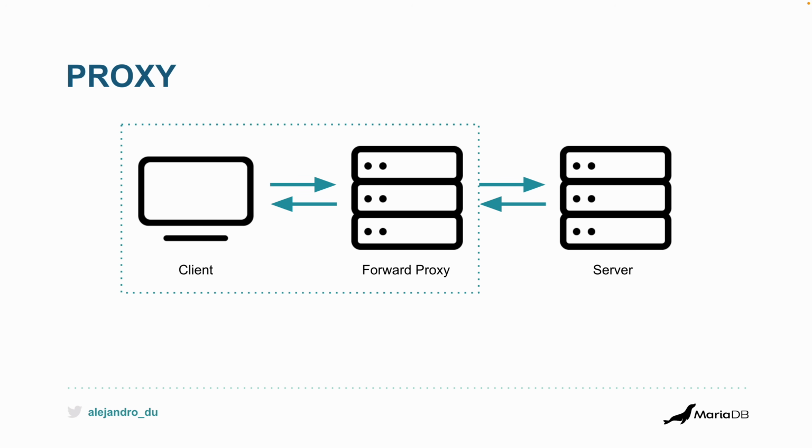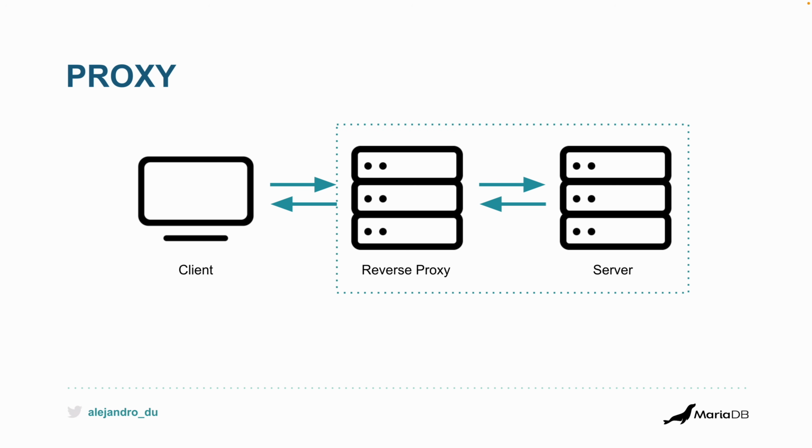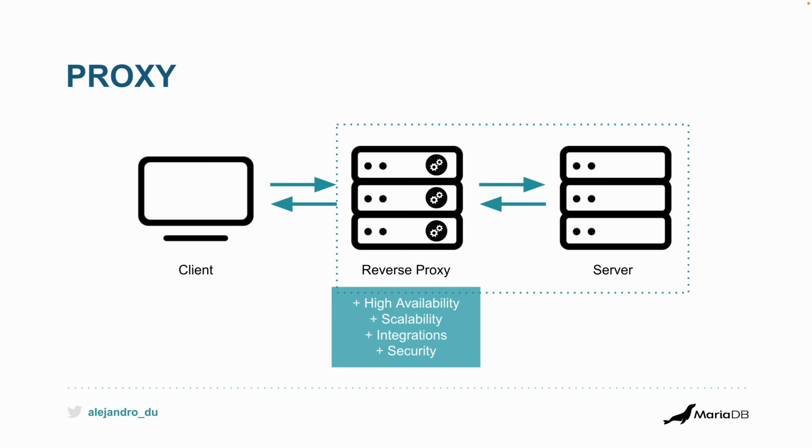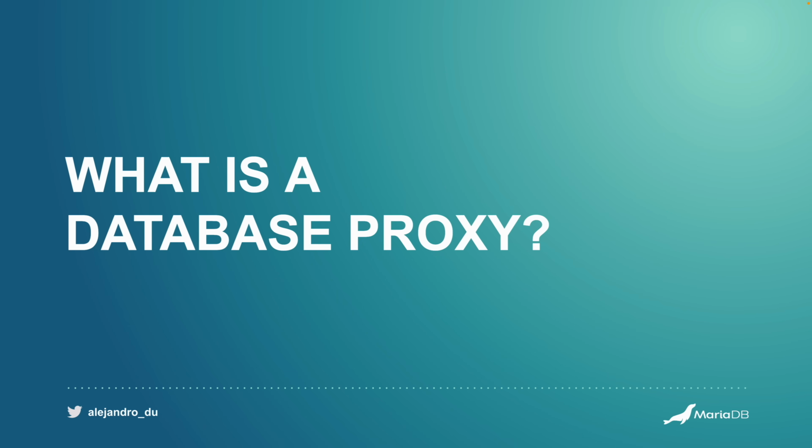Now, if the proxy is on, let's say, the local network of the client, it's usually called a forward proxy. And if it's located in the local network of the server, it's called a reverse proxy. These reverse proxies have the advantage that they can add functionality without having to modify the client. They can add things, for example, to increase high availability, scalability, do integrations with other systems, increase security, or put mechanisms that improve security.